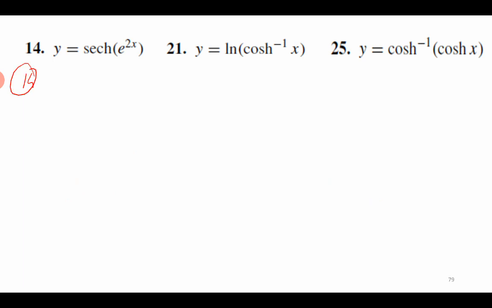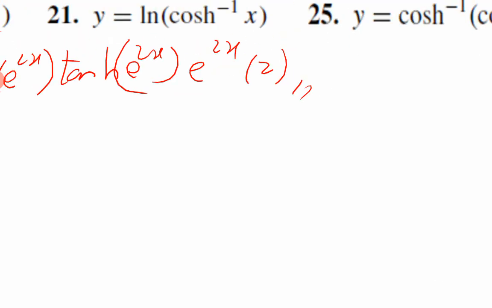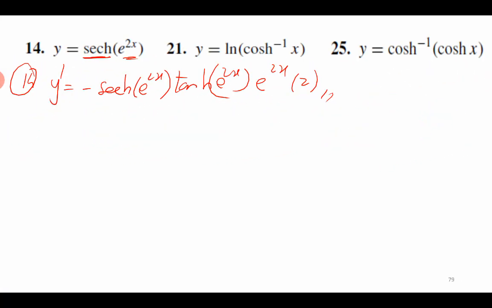When you differentiate secant, the formula, go back to this one. Negative secant hyperbolic of e raised to 2x, tan hyperbolic of e raised to 2x, and then differentiate e raised to 2x, into 2. That's it. Now let's go for 21. And 25, I leave to you.